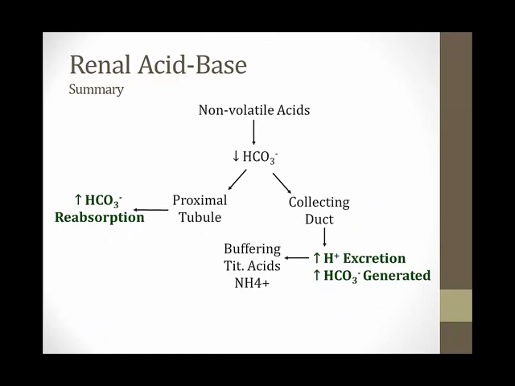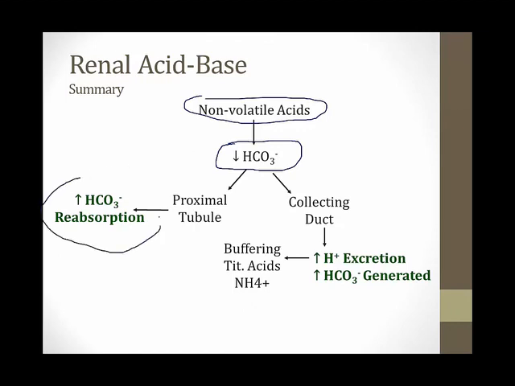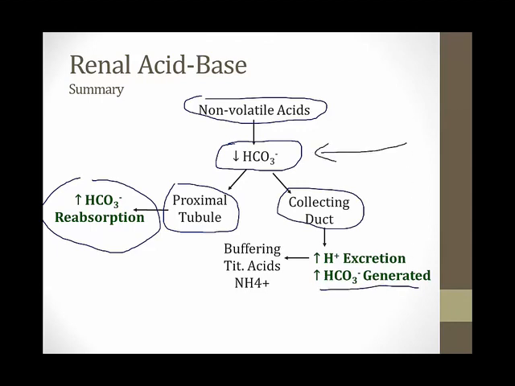So here's a summary slide of renal acid base handling. Non-volatile acids are produced by metabolism. They are buffered in the plasma by bicarbonate. This leads to a reduction in the amount of bicarbonate in the plasma. The kidneys want to reabsorb all the filtered bicarbonate. Most of this happens in the proximal tubule. A much smaller amount happens elsewhere in the nephron. In the collecting duct, protons are excreted and bicarb is generated to replace the bicarb that was used as a buffer in the plasma. As a result, titratable acids and ammonium go out in the urine.